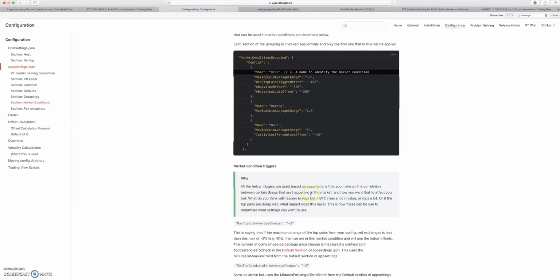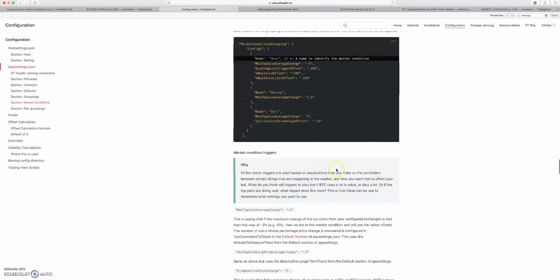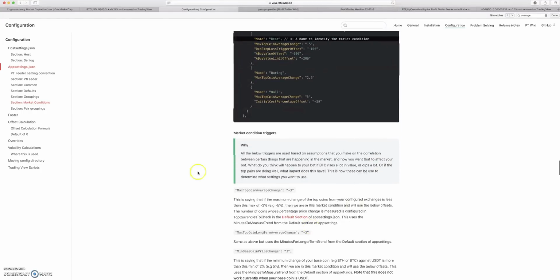So Profit Trailer Feeder's wiki does a really good job of explaining why you would use some of their triggers and some of their systems, right? So all of the below triggers are used based on the assumption that you make on the correlation between certain things that are happening in the market and how you want that to affect your bot. What do you think will happen to your bot if BTC rises a lot in value or dips a lot in value? Or if the top pairs are doing really well, what impact does this have? This is how these can be used to determine what settings you want to use.